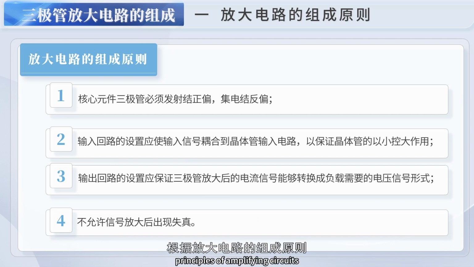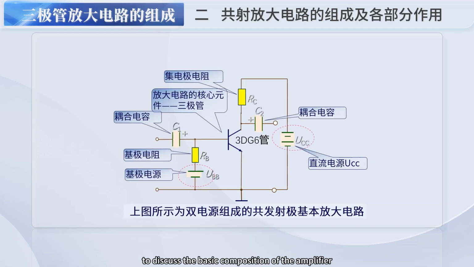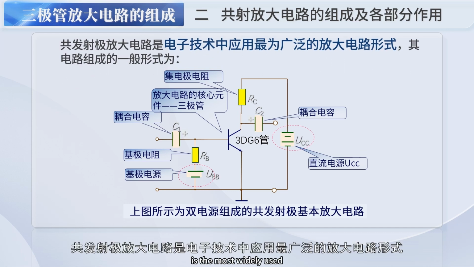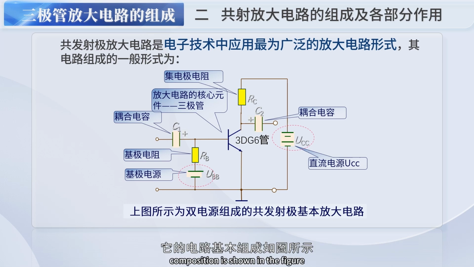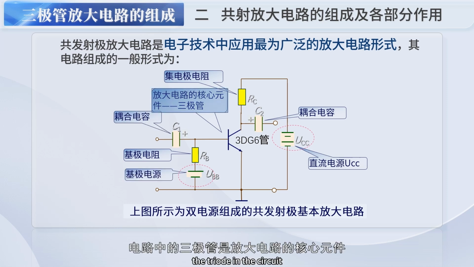According to the composition principles of amplifying circuits, let's take the common emitter amplifier circuit as an example to discuss the basic composition of the amplifier. Common emitter amplifier circuit is the most widely used form of amplifying circuit. Its basic circuit composition is shown in the figure. In this amplifier circuit, we can see that the circuit is composed of a triode, collector resistor, base resistor, capacitors, power supply, etc.